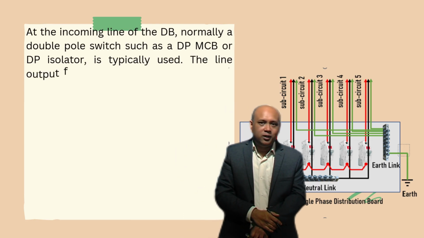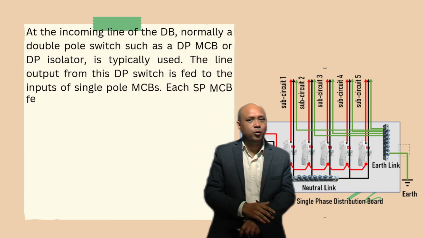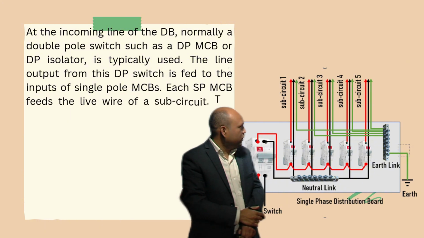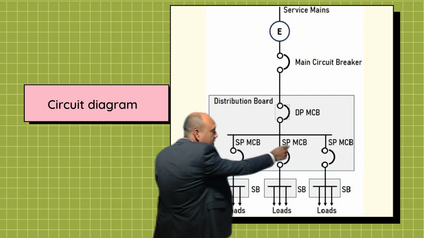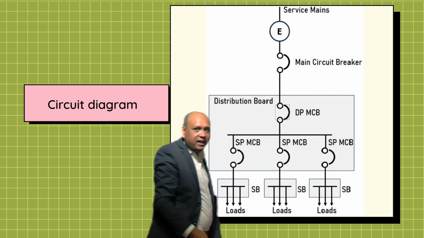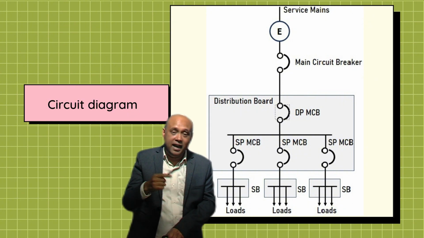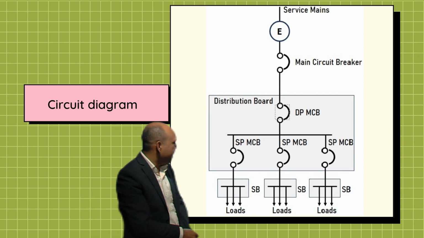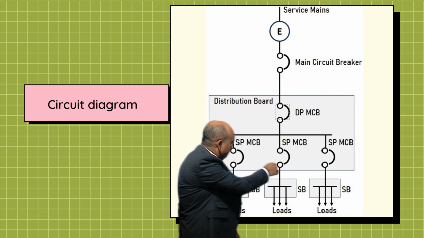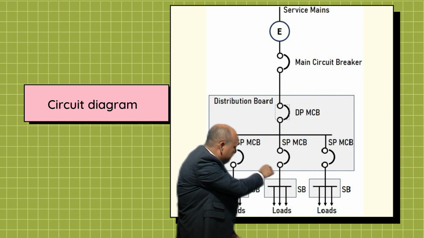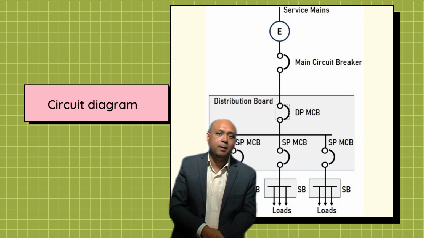The line output from this double pole switch is fed to the inputs of single pole MCBs. So here you can see that the output of the double pole MCB are fed to the single pole MCBs. Each MCB, that is the single pole MCB, feeds the live wire of a sub-circuit. So here we can see that the single pole MCBs feed a line, and this is the live wire of the sub-circuits. We are going to talk about the sub-circuits in the upcoming slide.